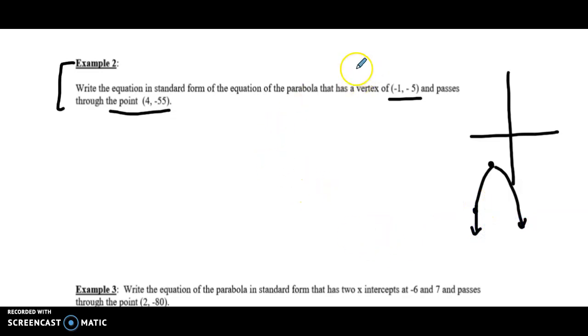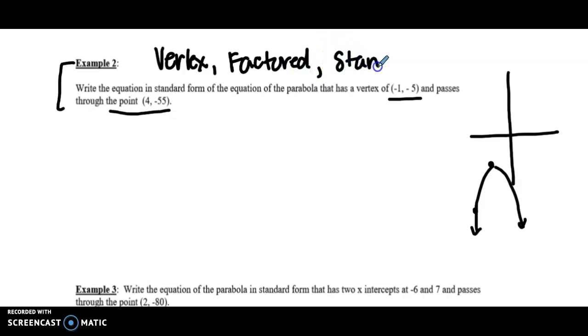Now you have to decide if you're going to start with vertex form, factored form, or standard form. Now, you're never going to start with standard form. You can always multiply to get to standard form, but we're either going to start with vertex or factored form depending upon what we have. If you notice here, it says we have a vertex of -1, -5.